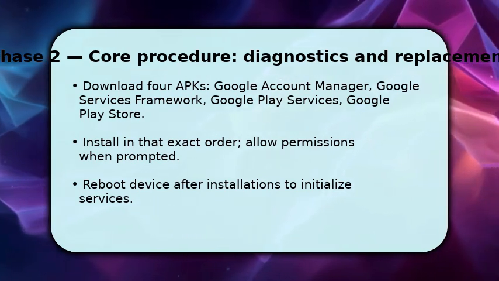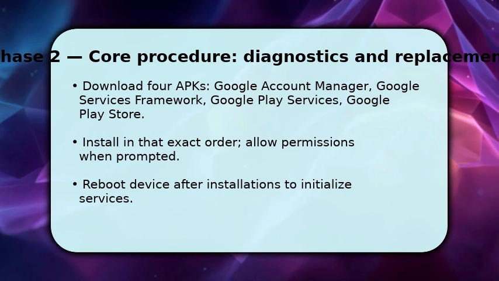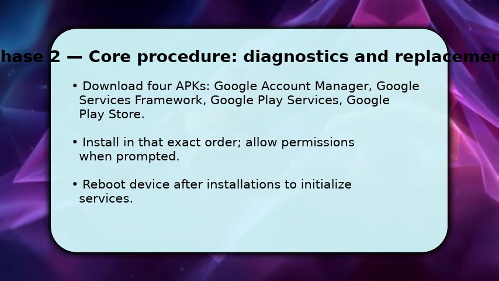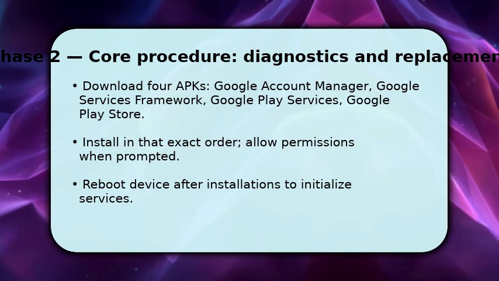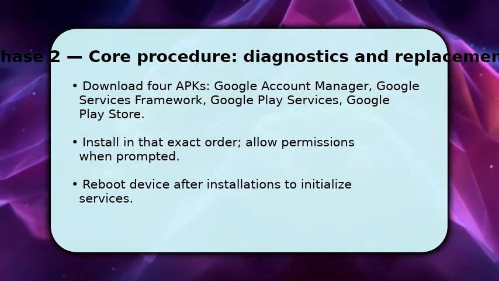After each download, tap the notification to install and accept the permission prompts. Some require access to storage or account data. If an install is blocked, revoke unknown sources, retry, then restore the flag.